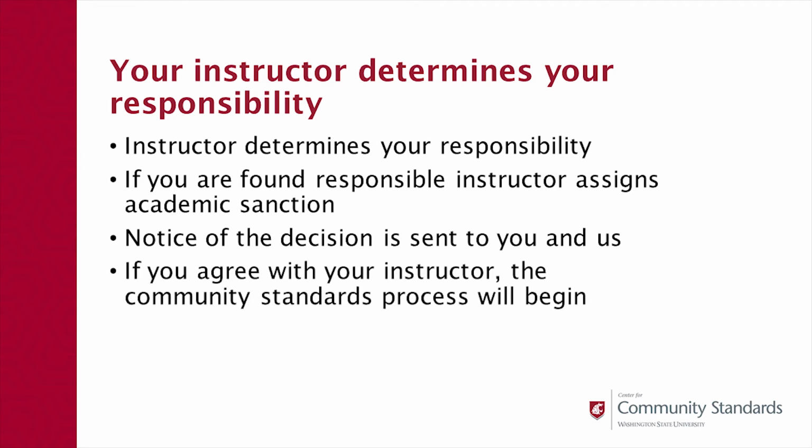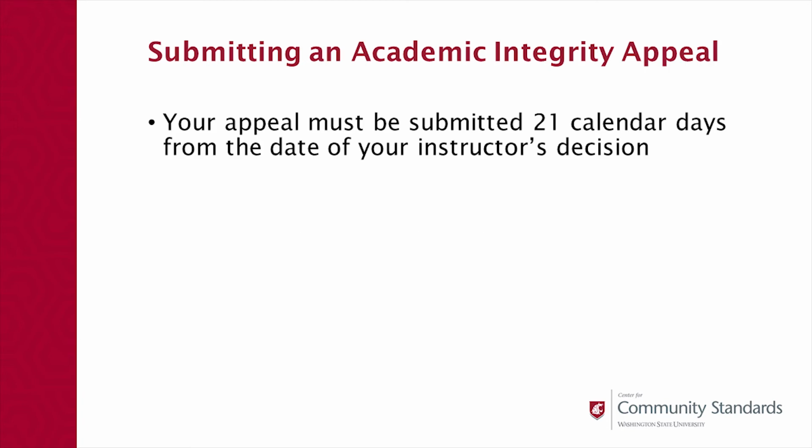If you agree with your instructor that you violated the course policies and accept the academic sanction, the Center for Community Standards will contact you to discuss additional educational outcomes, which could include an academic integrity seminar, online tutorials, or research and reflection papers. If you do not agree with your instructor's decision, you can appeal their decision through the Academic Integrity Hearing Board. If you do not agree with your instructor's decision or your academic sanction, you have 21 calendar days from the date of the decision notice to submit an appeal and request a review by the Academic Integrity Hearing Board.